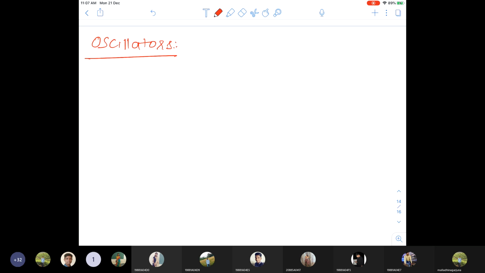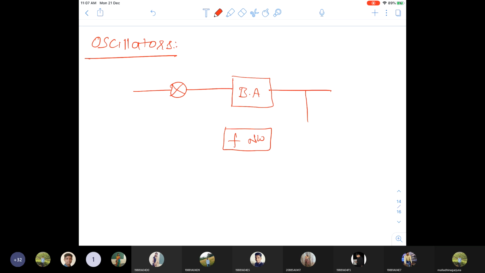If the input signal and the output of the feedback network are both in phase, then the feedback is said to be positive feedback. In the same block diagram, this is the mixer, this is the basic amplifier, this is sampling, and this is the feedback network with beta value.